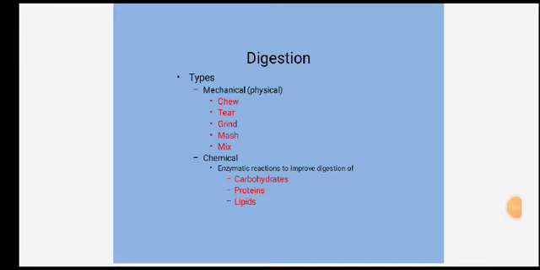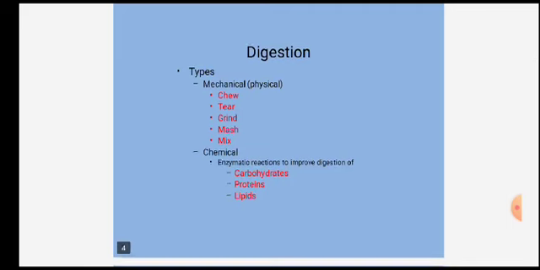After that, the food material undergoes different types of phases. The first is called the mechanical phase, also called the physical phase. In the mechanical phase, different types of actions take place: chewing, tearing, grinding, mashing as well as mixing of food material. Chemical digestion depends on enzymatic activity, because enzymes are called biocatalysts, and these enzymes are responsible for breaking down the complex food material into a simple one.